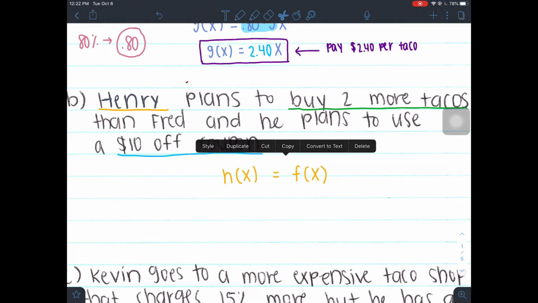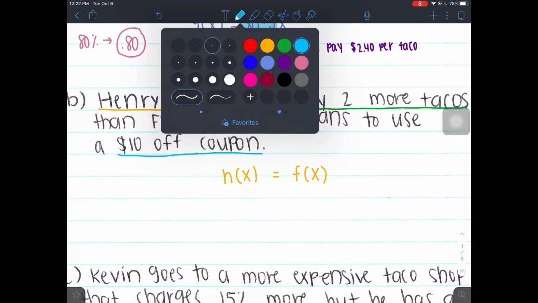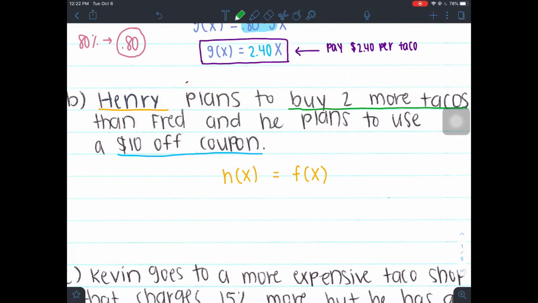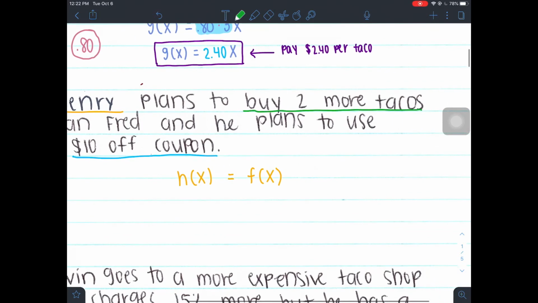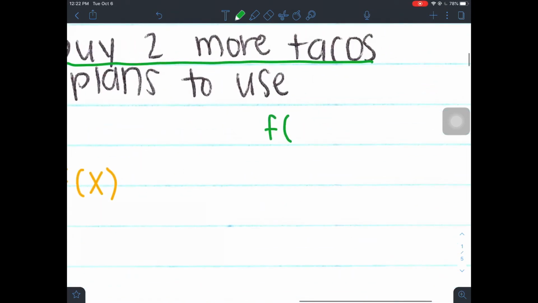Well, we got to figure this out really quick because we got to finish the problem, right? So let's take care of the buying 2 more tacos part first. So he wants to buy 2 more tacos. So I know that's going to be plus 2. The question is, would I put it on the inside or the outside? So we have 2 different scenarios. We could have f of x plus 2, or f of x plus 2 with the 2 inside.